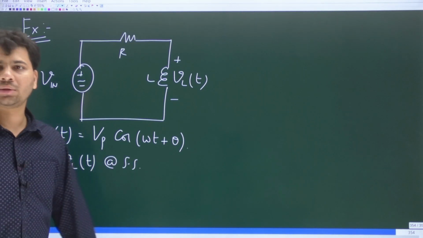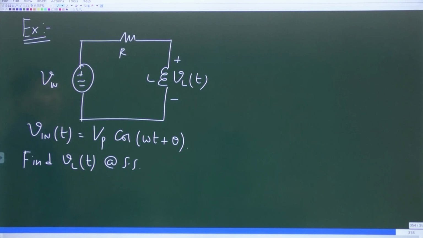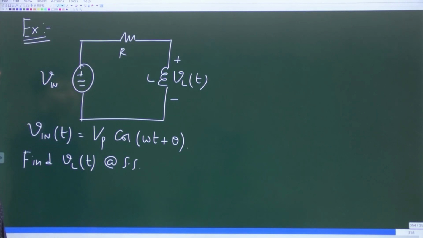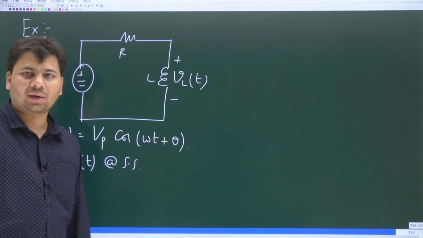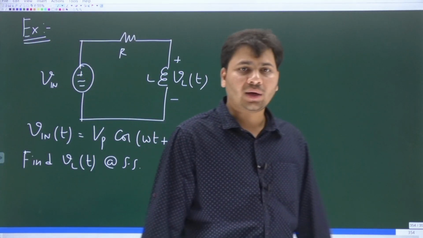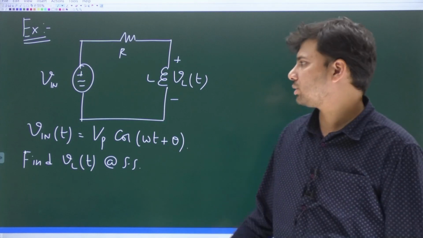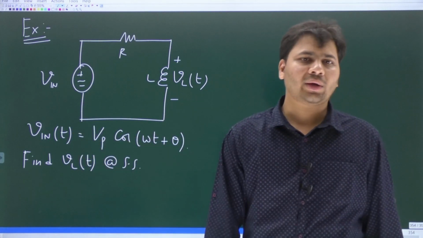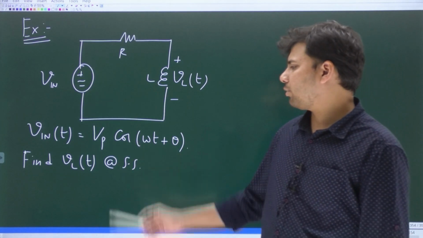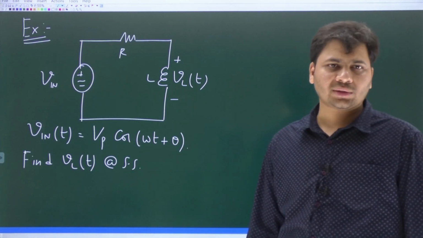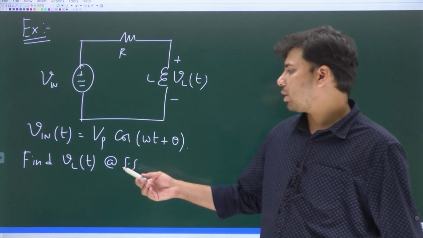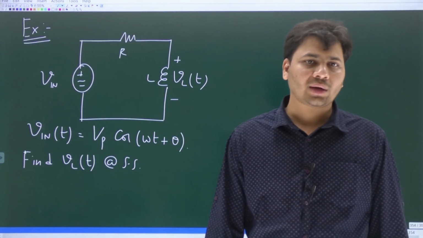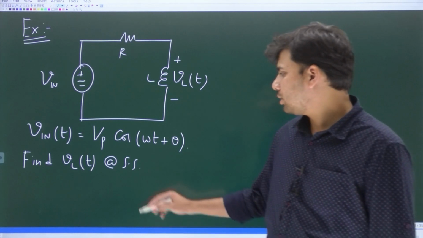So this is the circuit. What circuit is this? It is a simple RL circuit where the resistor and the inductor are connected in series across a sinusoidal voltage source denoted by Vn. And what is the input voltage as a function of time? It is some Vp cos(omega t plus theta). And the question is to find VL of t, which is the voltage across the inductor as a function of time at steady state.